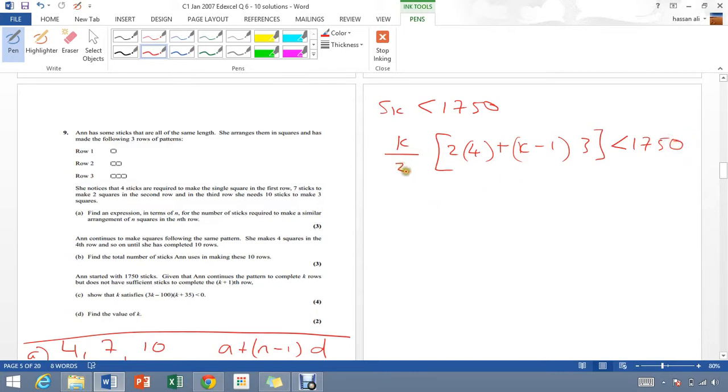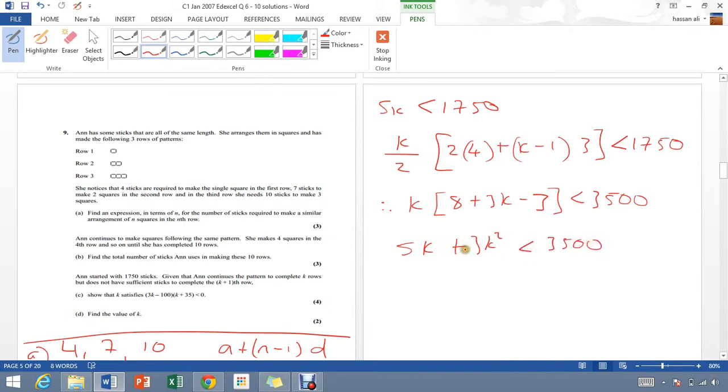Now what I want to do is get rid of this 2, so therefore k times 8 plus, now if I expand that bracket it will be 3k minus 3, and because I'm times-ing it by 2, 3,500. Now if I simplify this, I will have 8 minus 3, which is 5, so that will give me 5k plus 3k squared, and all of this has to be less than 3,500.